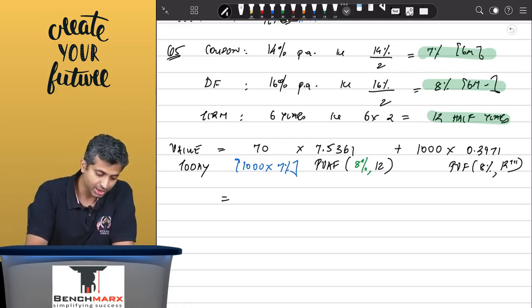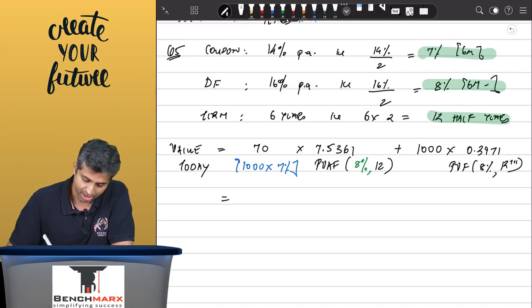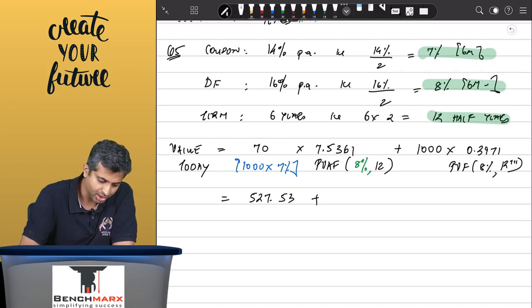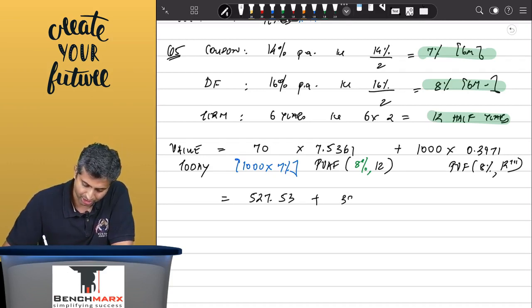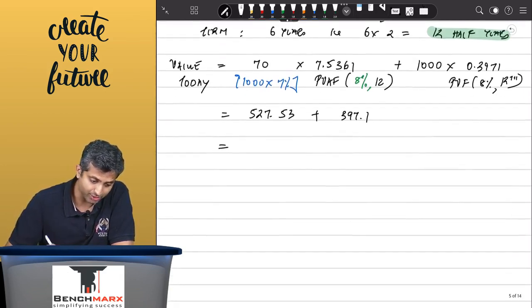So this is, let us say, 70 into 7.5361 M plus, this is approximately 527.53, plus 1000 into 0.3971 M plus, so this is approximately 397.1, and if I total this, it comes to 924.63.